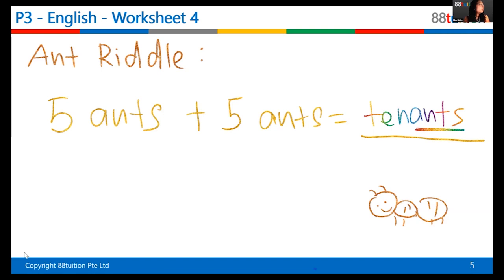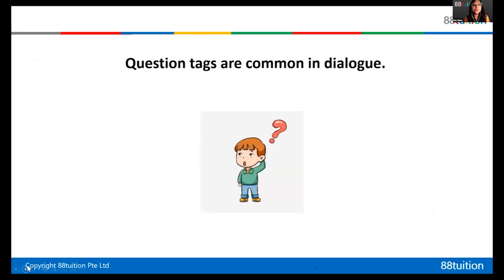Okay, let's start. Give yourself a point for explaining to me the meaning of tenants. Okay, very good.